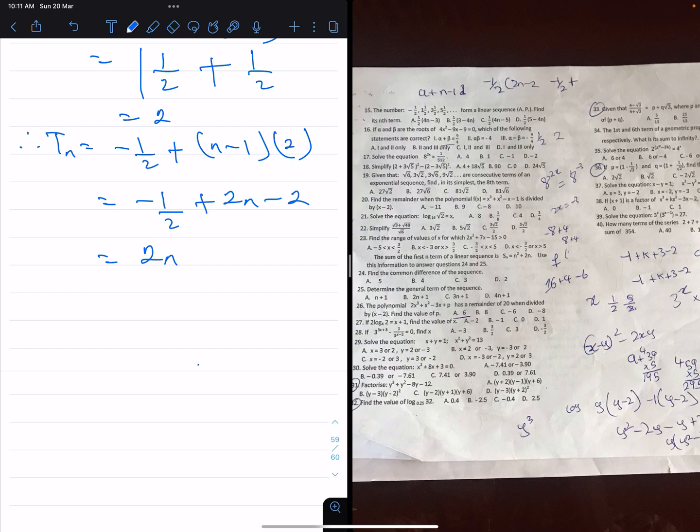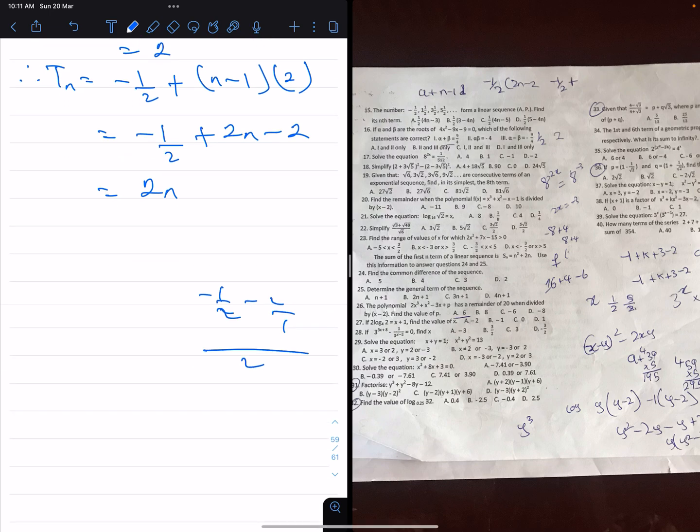Or you want to do it this way? It's not minus 2.5, sorry. It's minus 5 over 2. Minus 5 over 2 is minus 2.5. So that is the nth term, obviously.